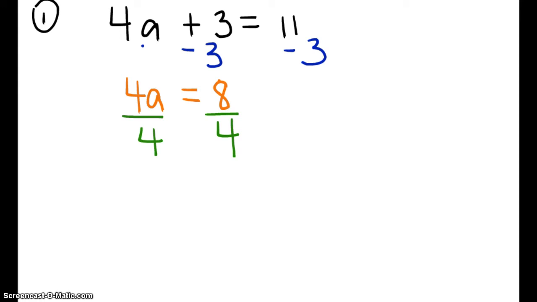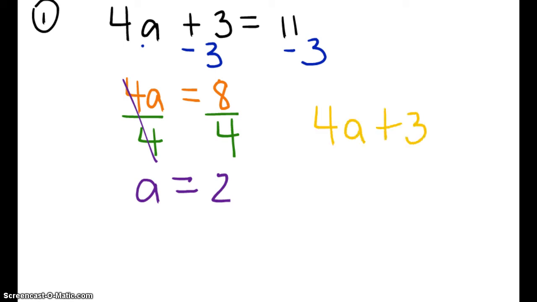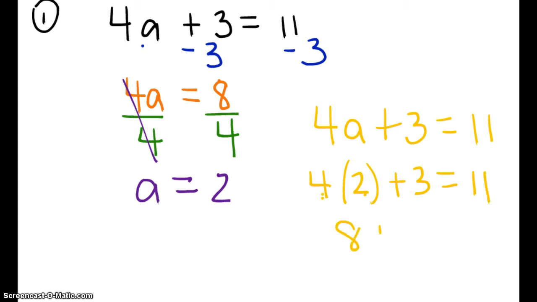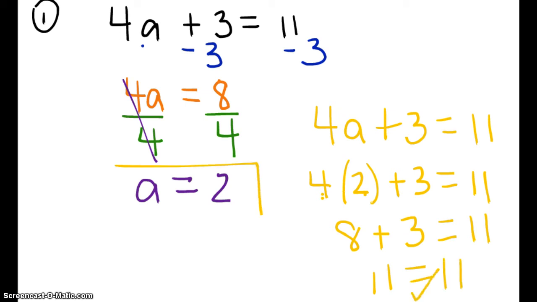Those divide out, and we're left with a equals 2. And we need to go back and check it. 4a plus 3 equals 11. So 4 times 2 plus 3 is 11. 4 times 2 is 8, plus 3 is 11. And 11 balances out with 11. So yes, our value for a was 2. Remember, if I went too fast, pause, rewind, do what you need to do.